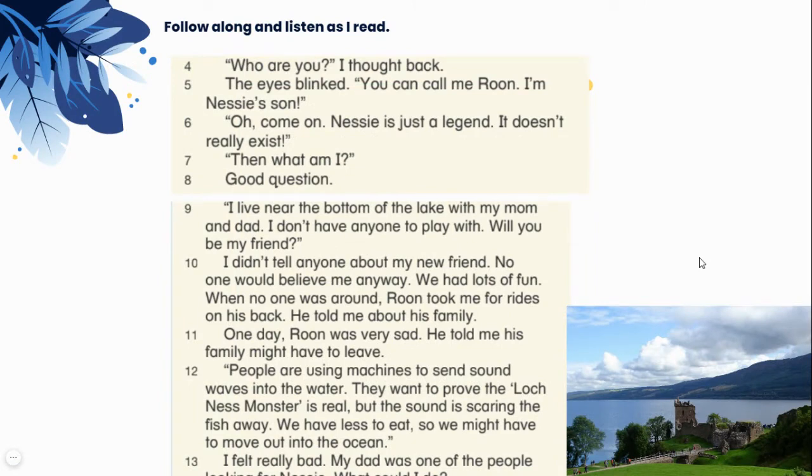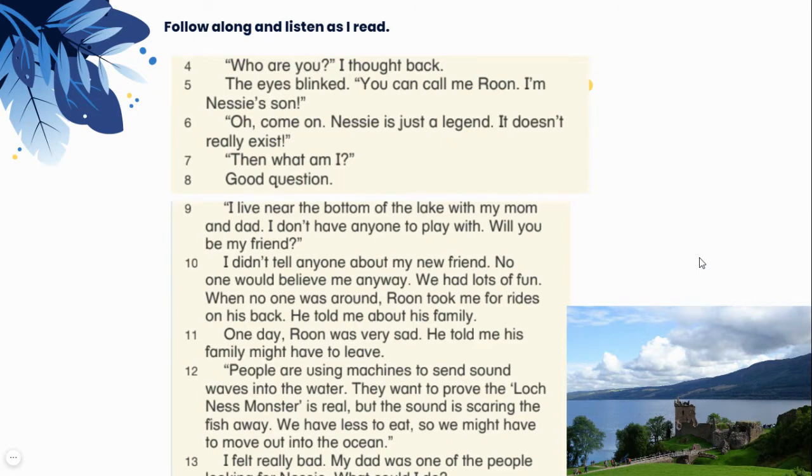"Who are you?" I thought back. The eyes blinked. "You can call me Rune. I'm Nessie's son." "Oh, come on. Nessie is just a legend. It doesn't really exist." "Then what am I?" Good question. "I live near the bottom of the lake with my mom and dad. I don't have anyone to play with. Will you be my friend?"